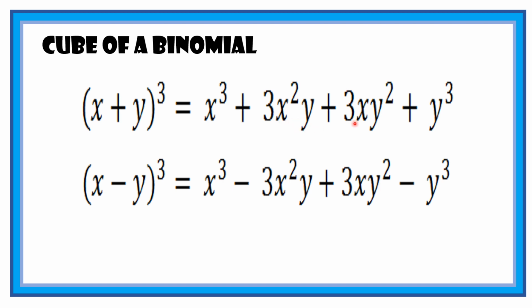And the third term is thrice the product of the first term and the square of the second term. Then the fourth term is the cube of the last term. So we have y cubed.